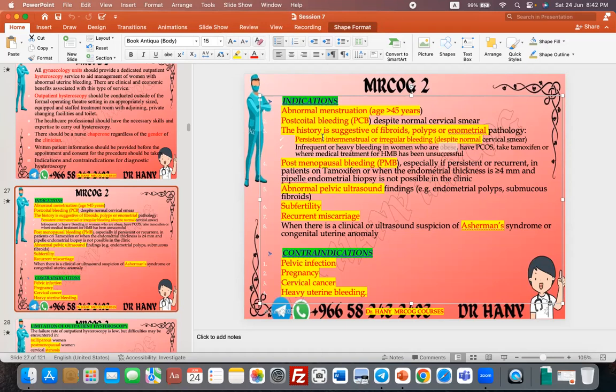I am sure you will have 2 or 3 questions from this slide in the exam, because even in the RCPI, they love this slide. In the SPA, you will have 2 or 3 from this slide. I'm sure, 100% sure.